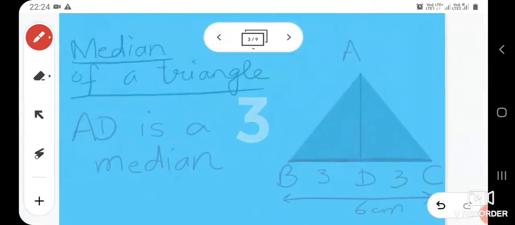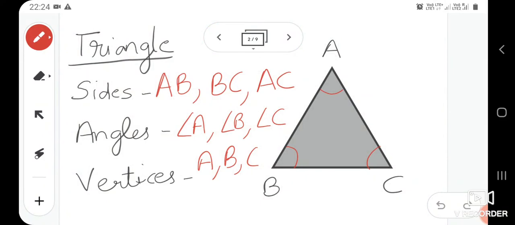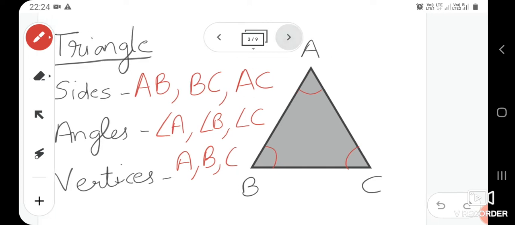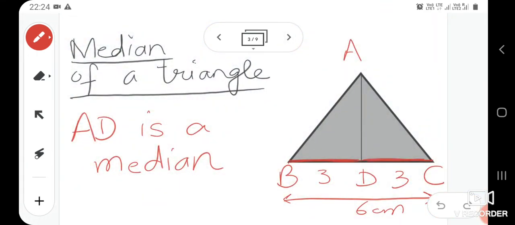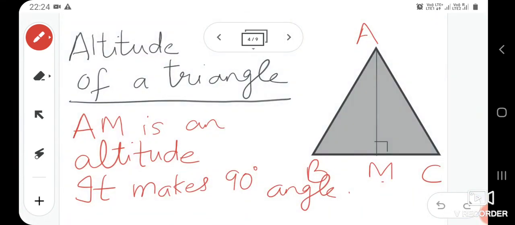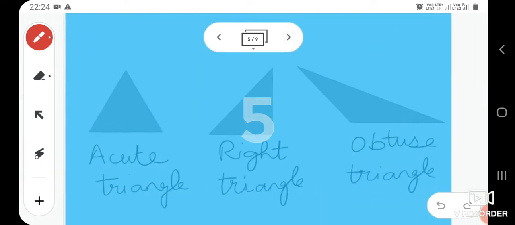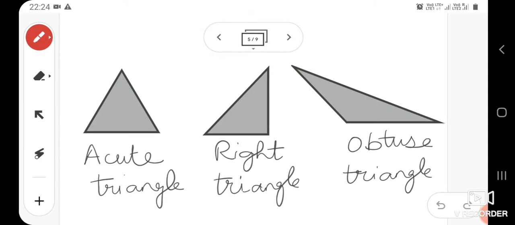So what you learned till now is about various parts of a triangle, that there are three sides, three angles, three vertices. There can be a median of a triangle which divides the base into two equal halves. There is an altitude which makes a 90 degree angle, which is perpendicular. Now let's see how we can draw an altitude for various types of triangles. You know that there are three types of triangle: acute angle triangle, right angle triangle and obtuse angle triangle. Now we will draw the altitude in all these cases.